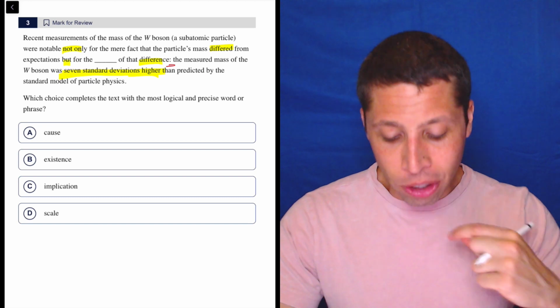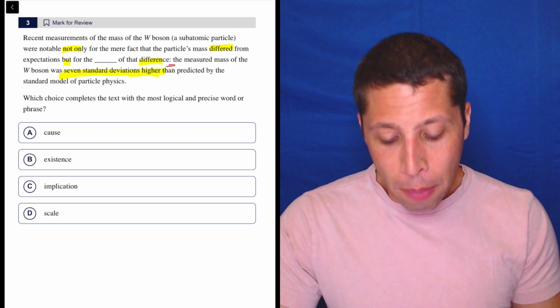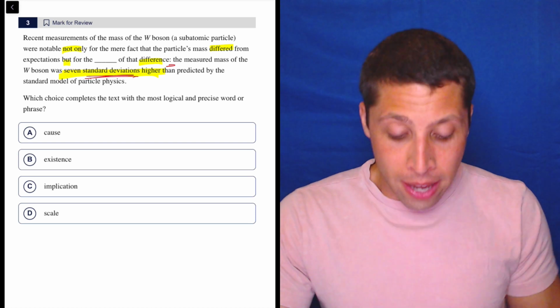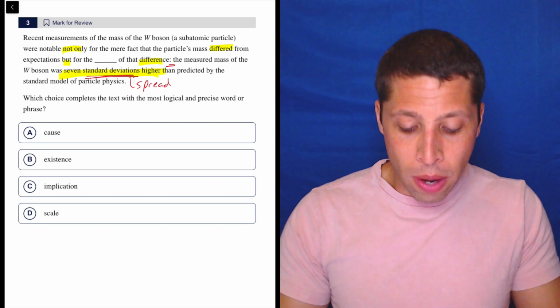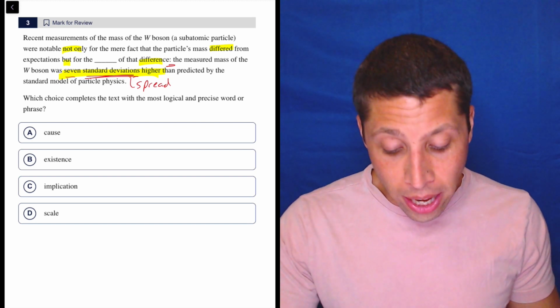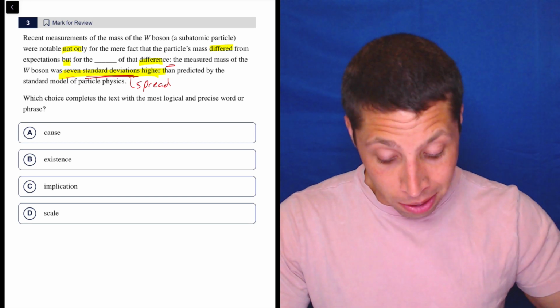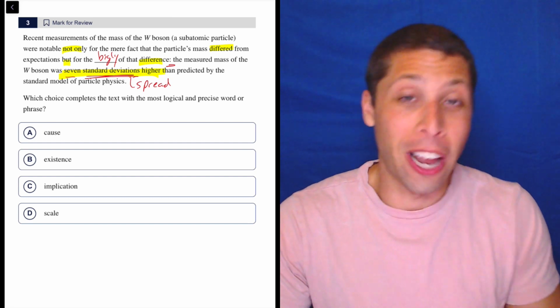But it's not like we can just put the word standard deviation in that blank. It doesn't quite work that way. But we should know from math that standard deviation is a measure of spread, right? So if it's 7 standard deviations higher, that's big, right? And so that's kind of what they're saying. It's not only that it differed, but it differed bigly, as Donald Trump would say, right?